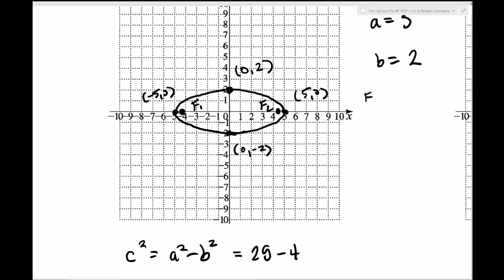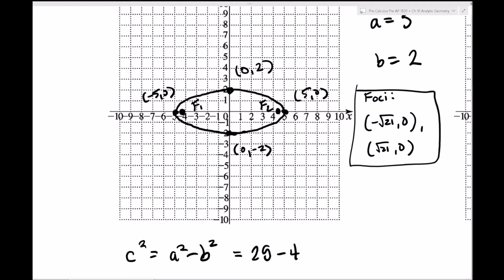So then the foci: negative square root of 21, comma 0, and square root of 21, comma 0. If you want to be lazy, you could do it this way. Or, this is the other way to do that: plus minus the square root of 21, comma 0 would be good enough. That's where the foci are at.